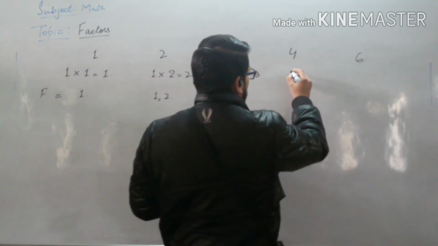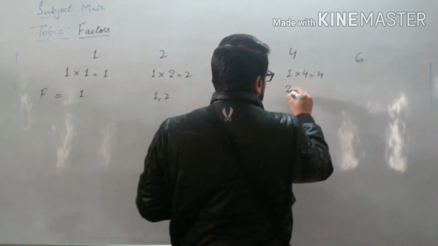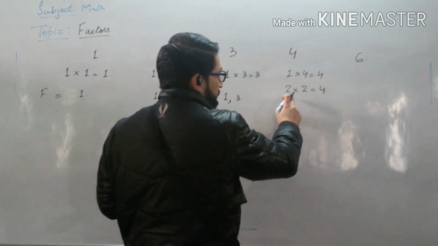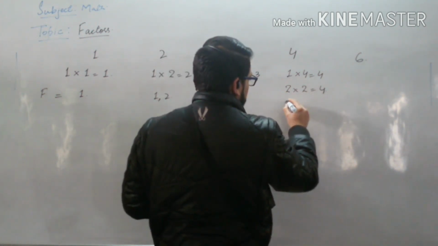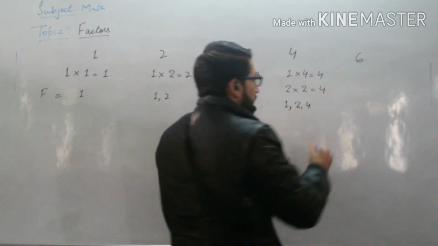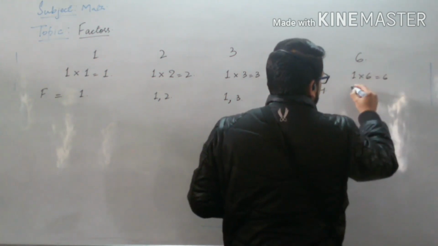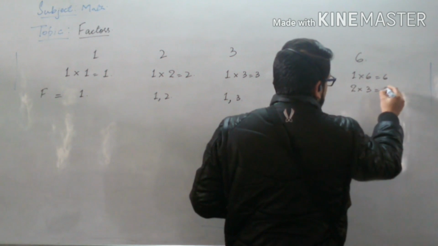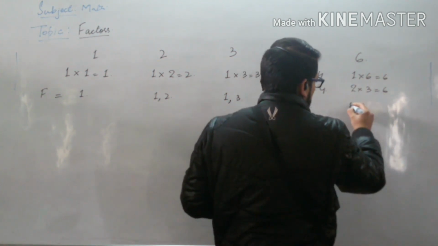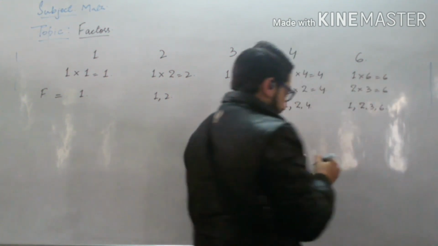Now when we move to 4, when we multiply 1 with 4, the answer is 4. When we multiply 2 with 2, the answer is 4. And this is repetition, so after that we don't have to do anything else. So 1, 2 and 4 are factors of 4. And moving to 6 now, 1 multiplied by 6 is 6. 2 multiplied by 3 is 6. So this will be repetition again if I write 3 here. So now 1, 2, 3 and 6 are factors of 6.